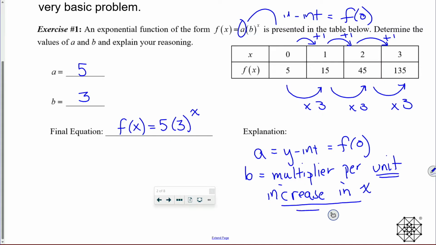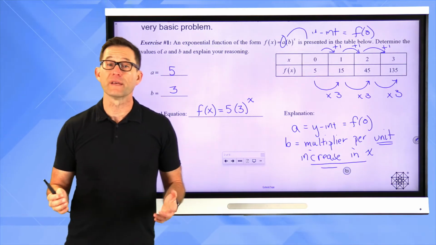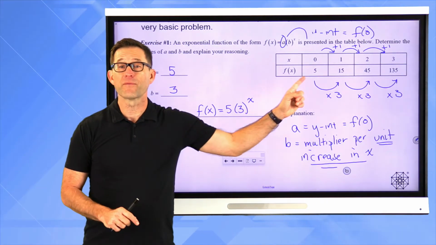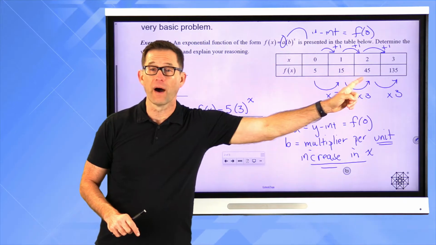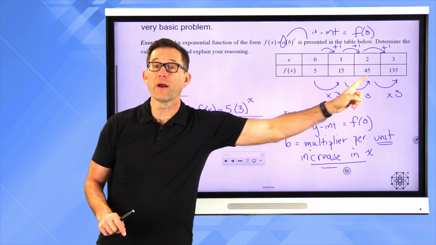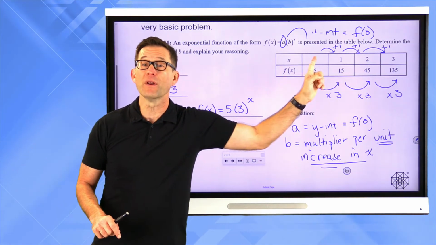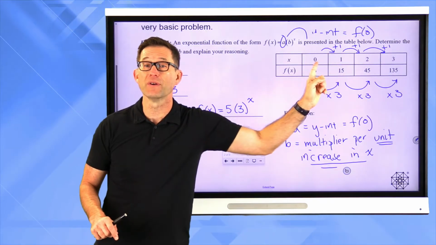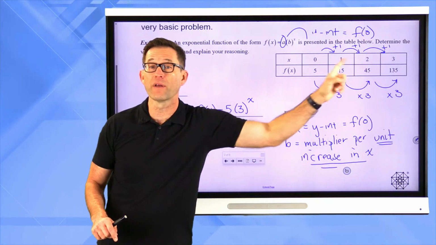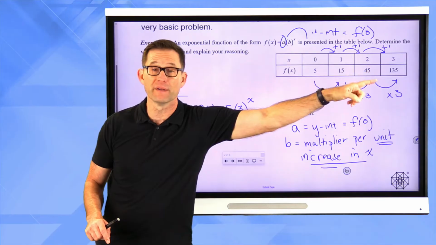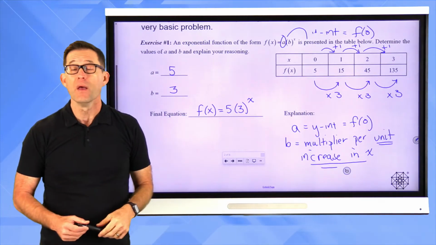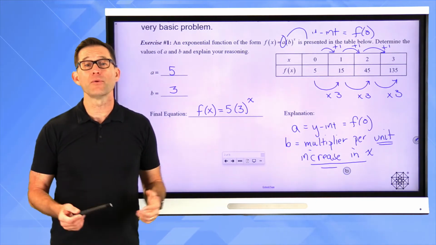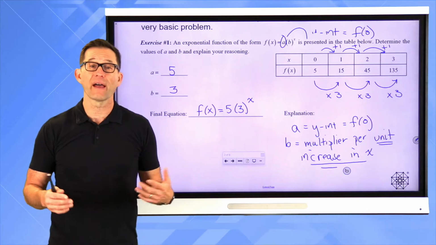And again, I have to keep emphasizing that unit increase in x because, you know, if I went from the 5 to the 45, right, the multiplier there would be 9. But the increase in x from the 5 to the 45 isn't 1, but it's equal to 2, all right?